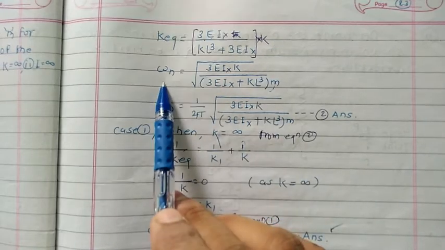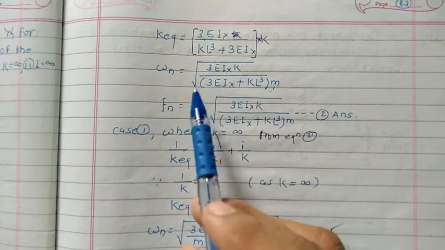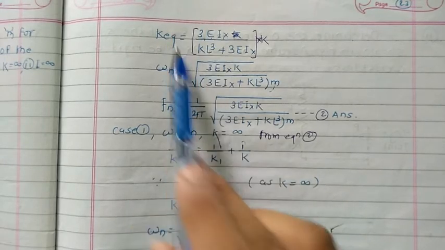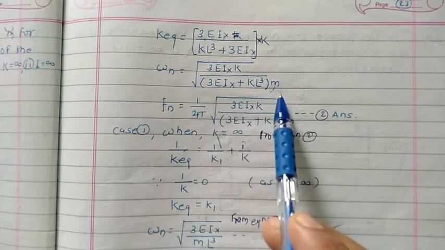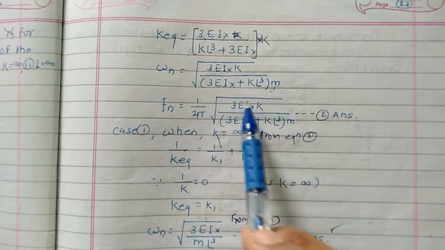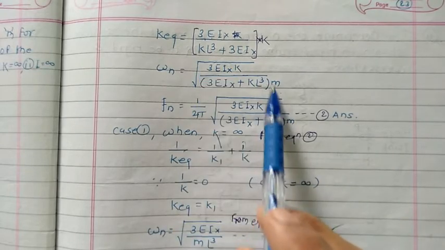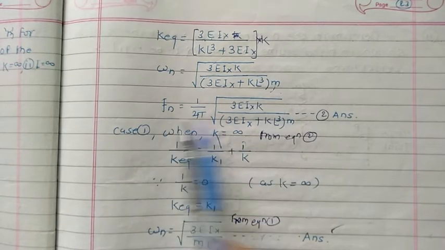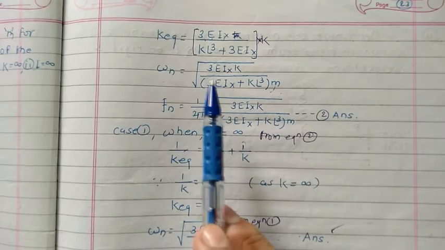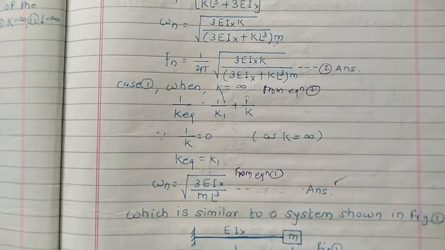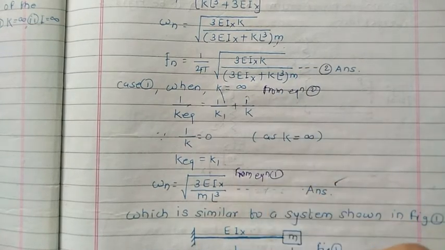What about omega n? Omega n is nothing but the square root of this K equivalent term divided by the m term. So omega n equals the square root of 3EI into K divided by 3EI plus K into L cube, all divided by m. The frequency in hertz is obtained by adding only the factor 1 upon 2 pi to the previous formula. Two different cases are given: study the special case when k equals infinity and the second case when I equals infinity.